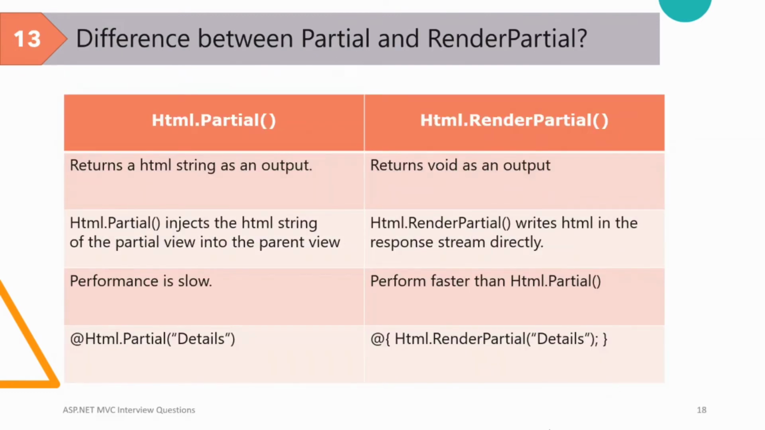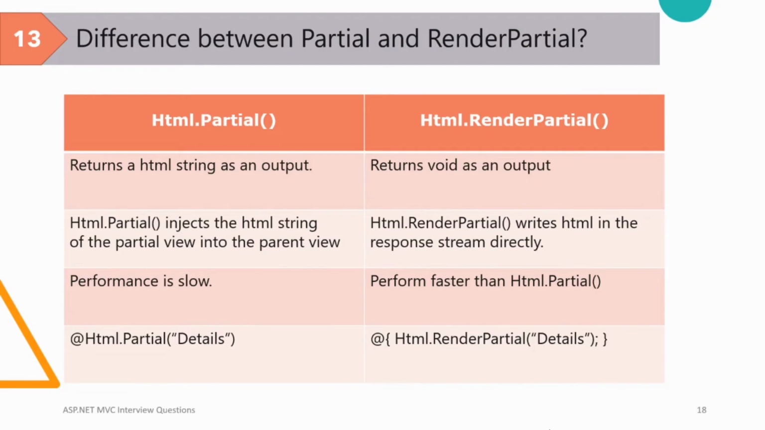Next, what's the difference between the Partial and RenderPartial methods? The Partial method returns an HTML string as output. The RenderPartial method returns void, that is, it will not return anything. The return type is void. The Html.Partial method injects the HTML string of the partial view into the parent view, but the RenderPartial method writes HTML in the response stream directly.